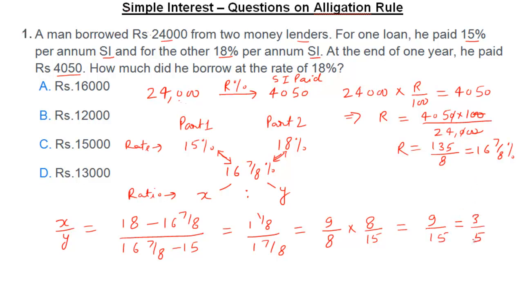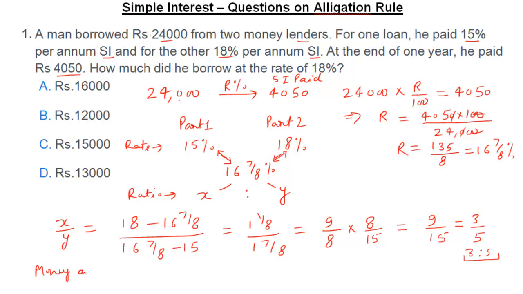Okay, so this will give me 9 by 15, or further this can be simplified as 3 by 5. So that means the money has to be divided in the ratio 3 is to 5. But in this question we have to find out how much did he borrow at the rate of 18%. So we have already got this ratio that 3:5 he has to divide.